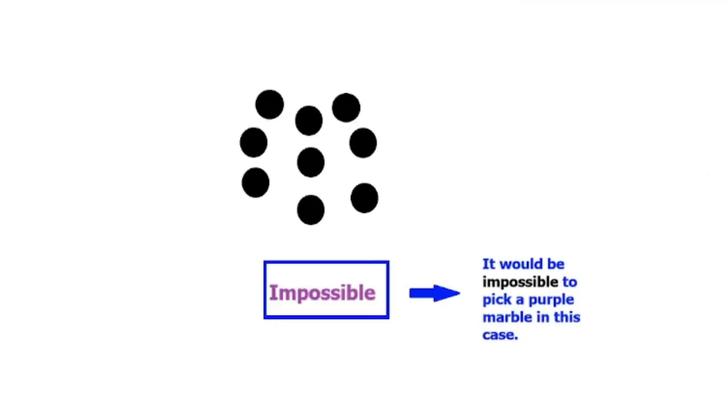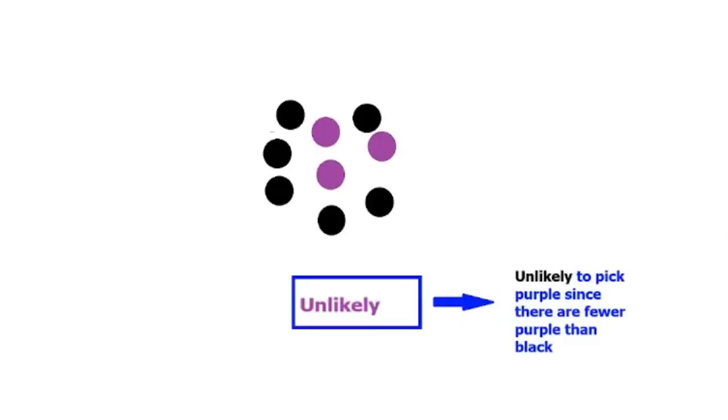So now, finally, let's look at the last one. And this would be unlikely for us to pick a purple one because there's more black. There's more black marbles. It's unlikely to pick purple since there are fewer purple than black. So there's 1, 2, 3, 4, 5, 6 black and only 3 purple. So it would be unlikely that we pick purple.